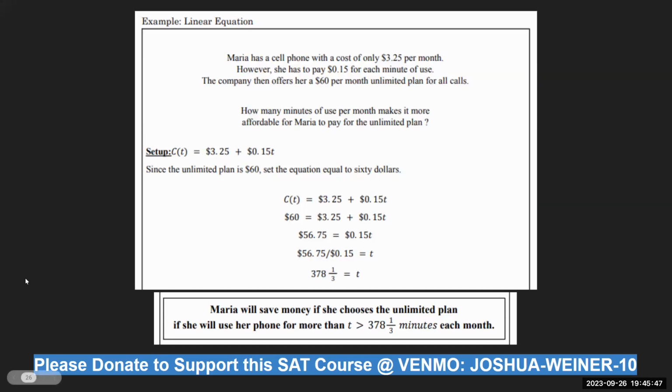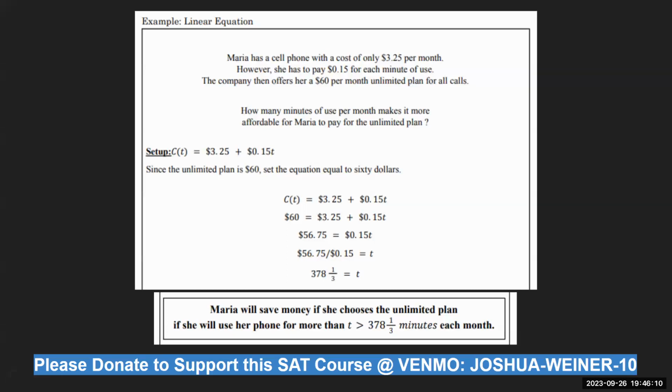Maria has a cell phone with a cost of only $3.25 per month. However, she has to pay 15 cents for each minute of use. The company then offers her a $60 per month unlimited plan for all calls. How many minutes of use per month makes it more affordable for Maria to pay the unlimited plan?